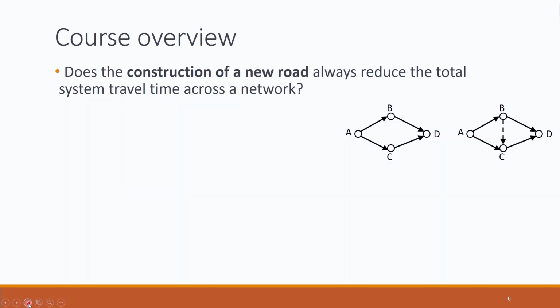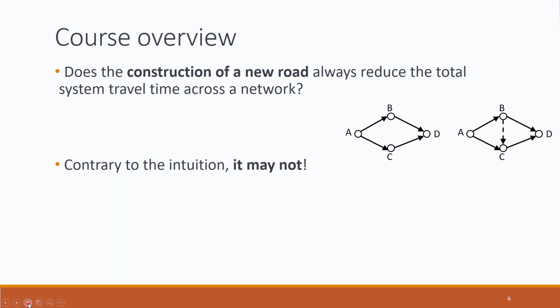Another interesting problem that arises in the aspect of transportation networks is: is it always beneficial to construct a road, keeping in mind that the total system travel time across the network will reduce? Contrary to intuition, it may not always happen. So here we have two figures shown. The original network just has 4 links AB, AC, BD and CD, and on the right side there is a proposal to construct an additional link which goes from B to C. It just happens that it might not always be beneficial to construct a road if the objective is to reduce the total system travel time, and we will be understanding why that might be the case.